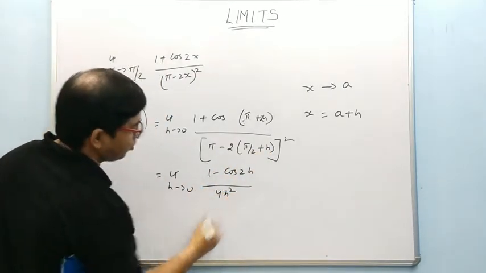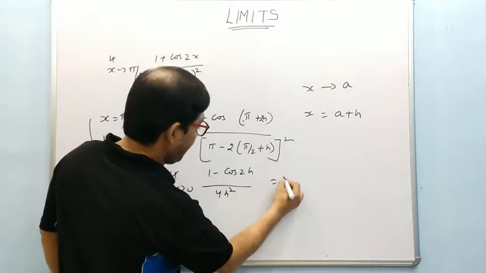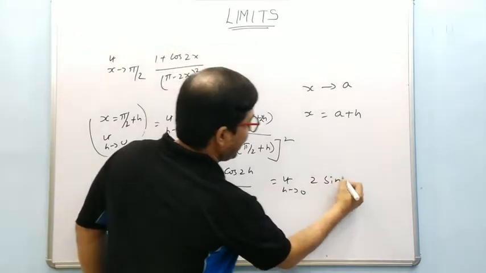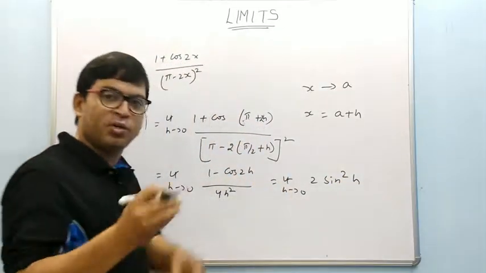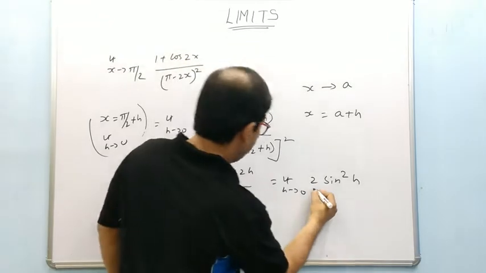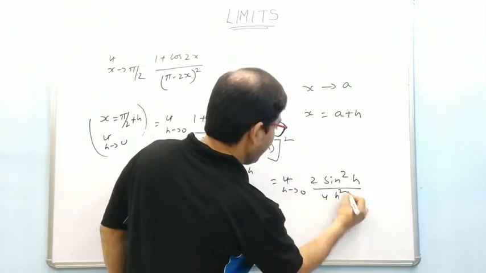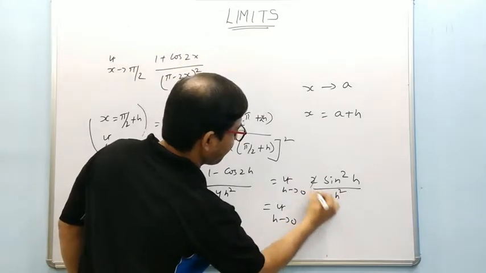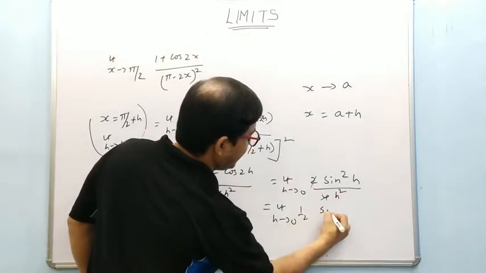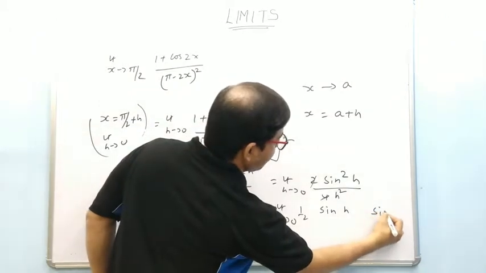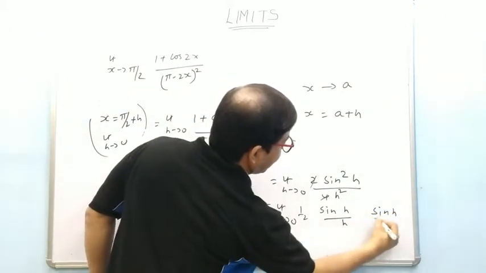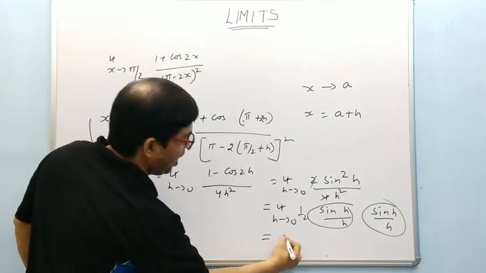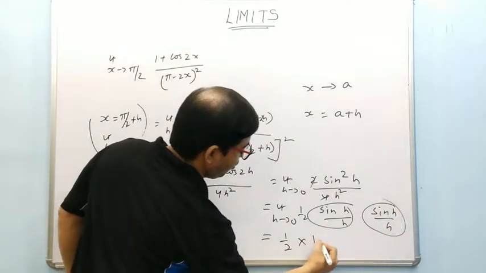square is 4h square. So you just apply the basic trigonometric formula. This is 2 sin square h, since 1 minus cos theta is 2 sin square theta by 2. So it is 4h square. So basic thing we did, just apply here, 1 by 2 here, sin h, 1 h here, 1 h here, and apply the formula. This is 1 into 1. So the answer is 1 by 2 into 1 into 1.